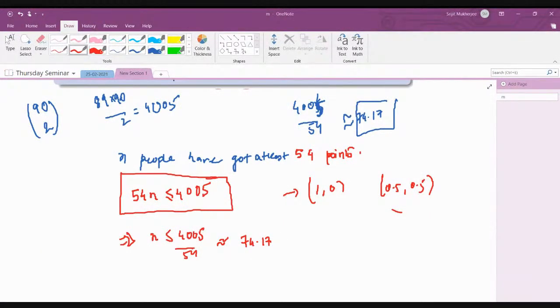Yes, you're right. So the question arises, what is the maximum possible value? It seems like n is equal to 74, but for n equal to 74, some contradictions can arise. So what are the contradictions that can arise? These are the questions we are asking.